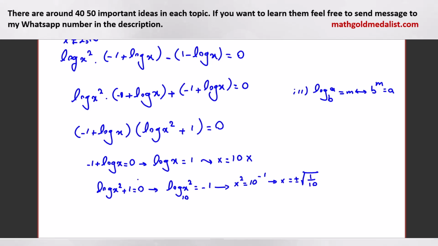But because here we had x in this part, x should be positive, domain of logarithm. Let me tell you, domain of logarithm is what? When we have log b to the base a, b should be positive, b shouldn't be 1, okay? So because here we have x should be positive, so here we can only say x has to be equal to 1 over square root of 10.